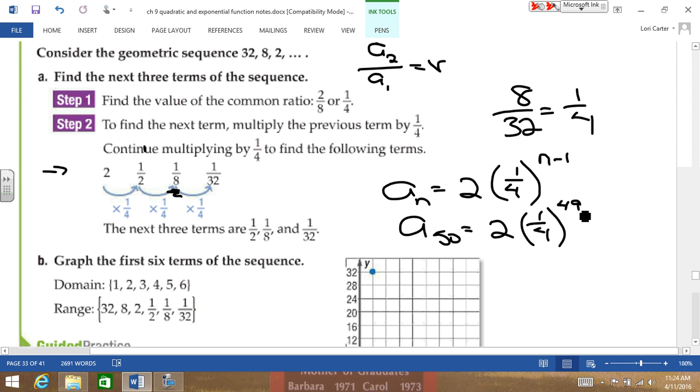Alright, that's geometric. What shape? The swoopy thing is exponential. The 1/4, growth or decay? Decay.